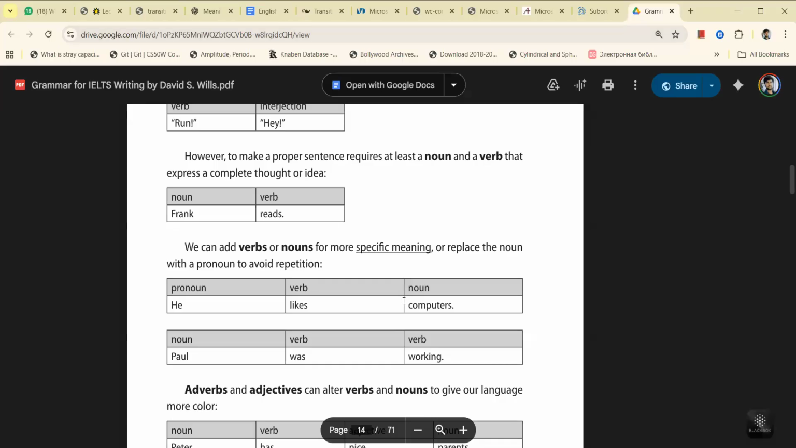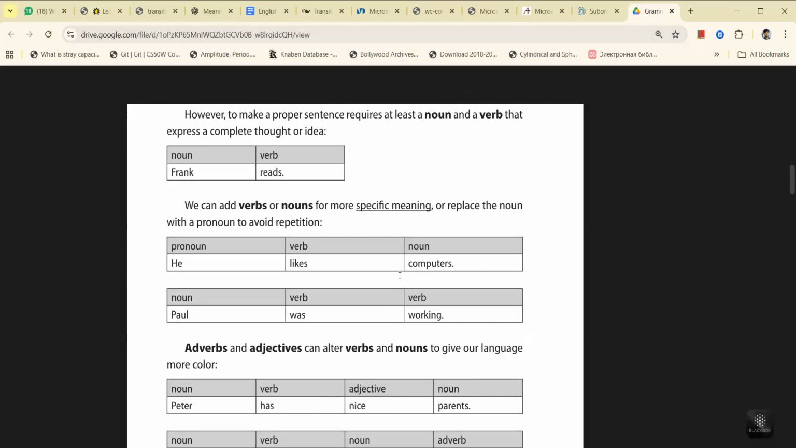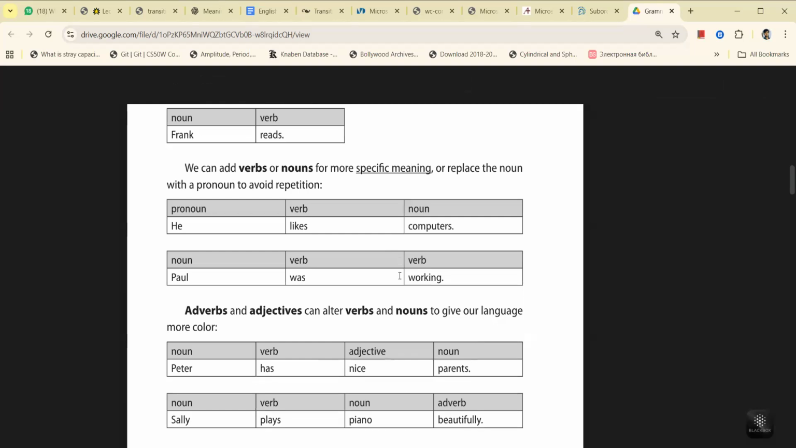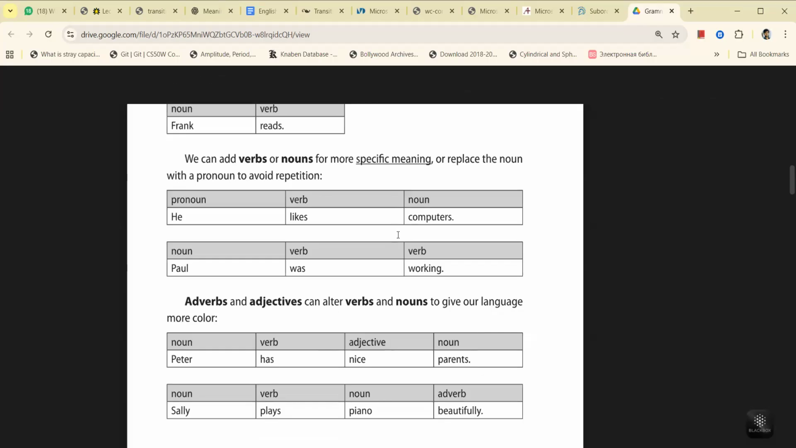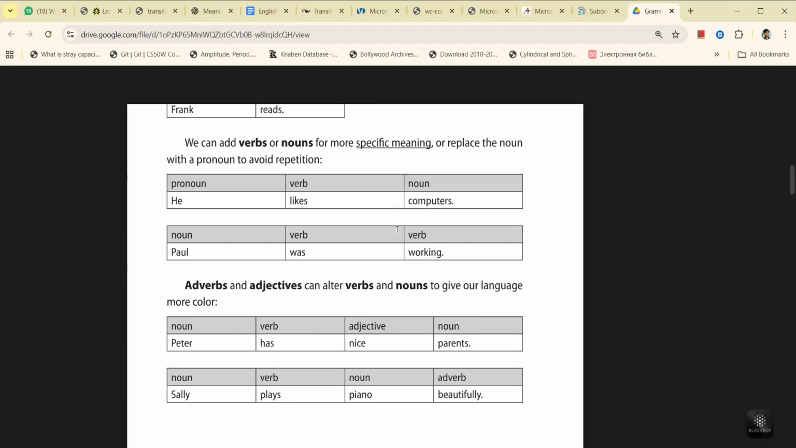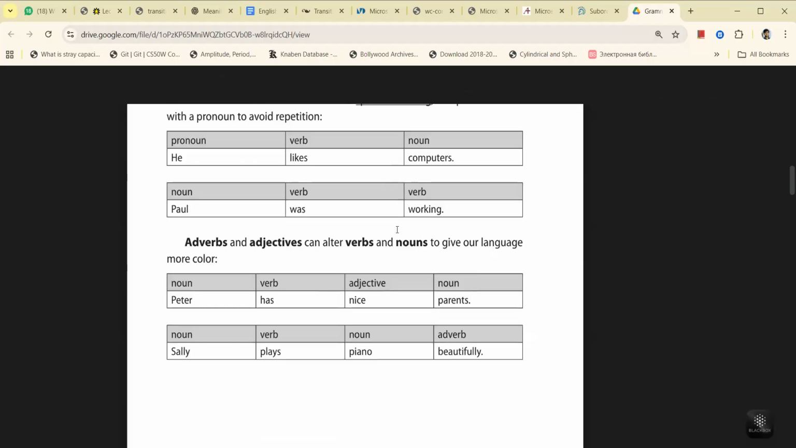So, Frank reads. We can add verbs and nouns to convey a specific meaning, or replace the noun with a pronoun to avoid repetition. Like, he likes computers. Here he is a pronoun, likes is a verb, and computers is a noun.